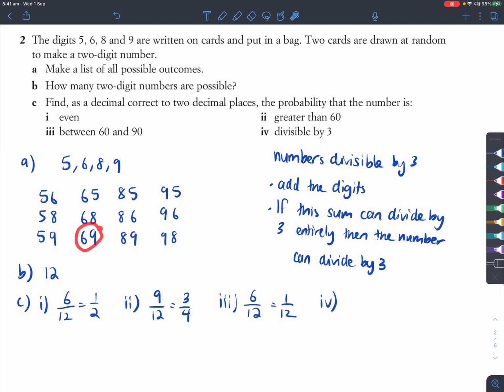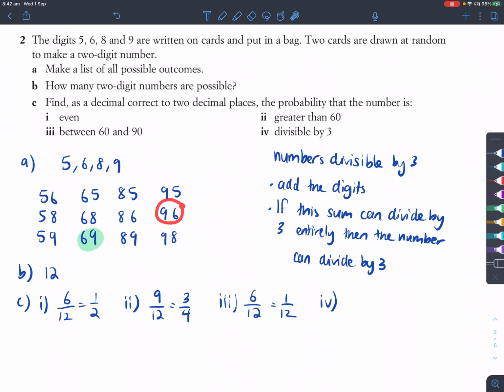6 plus 9 is 15, and 15 can divide by 3, so I'll accept this one. 8 plus 5 is 13, and 13 can't divide by 3, so we don't accept that. 8 plus 6 is 14, and 14 can't divide by 3, so we can't accept that. 8 plus 9 is 17, 17 can't divide by 3, so we don't accept that. 95, so 9 plus 5 is 14, 14 can't divide by 3, so we can't accept that.